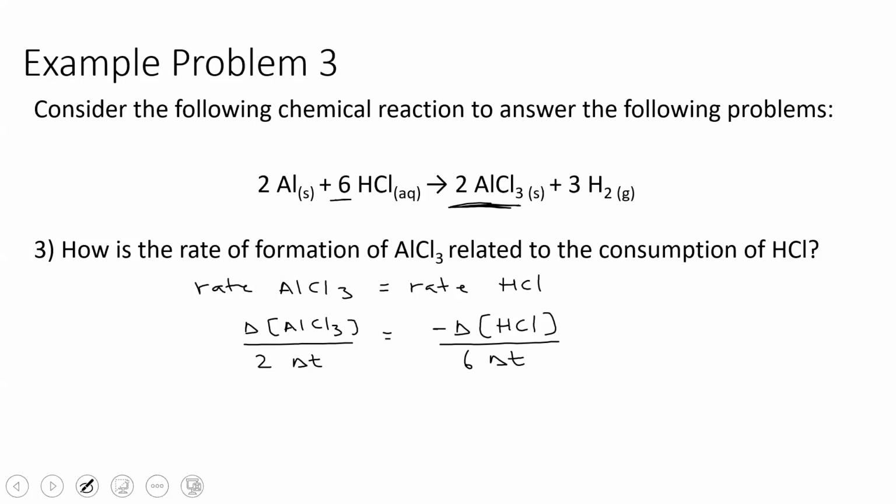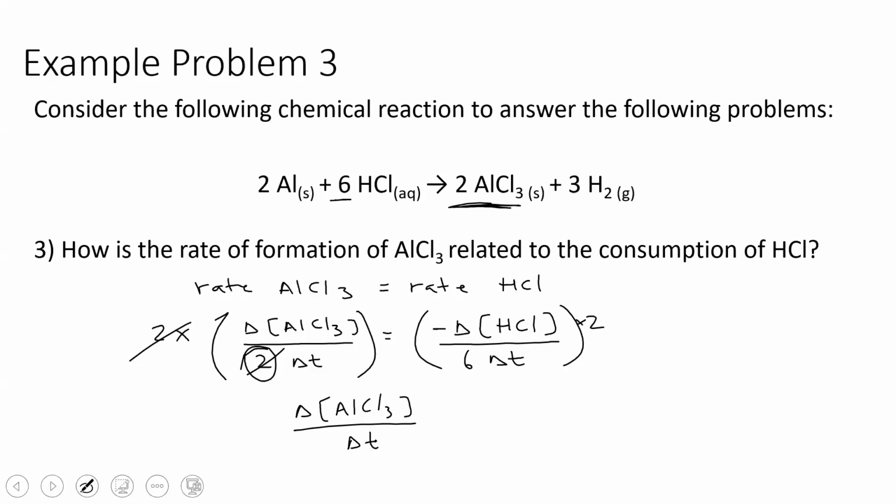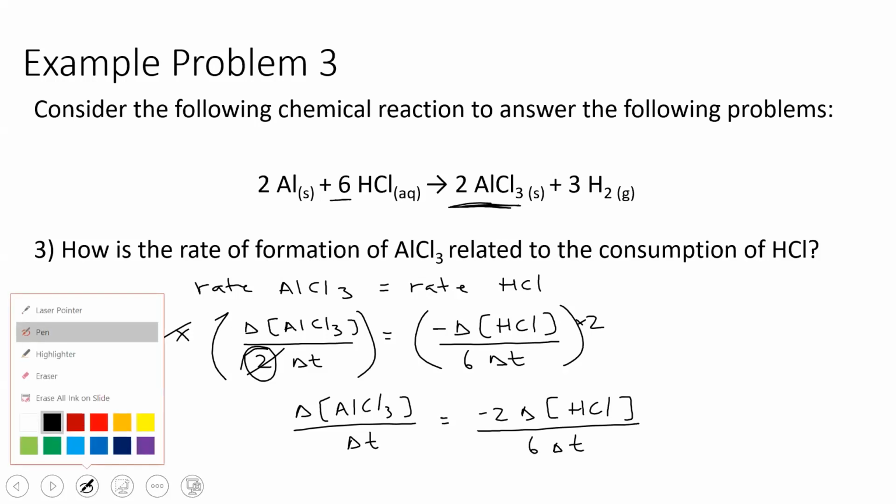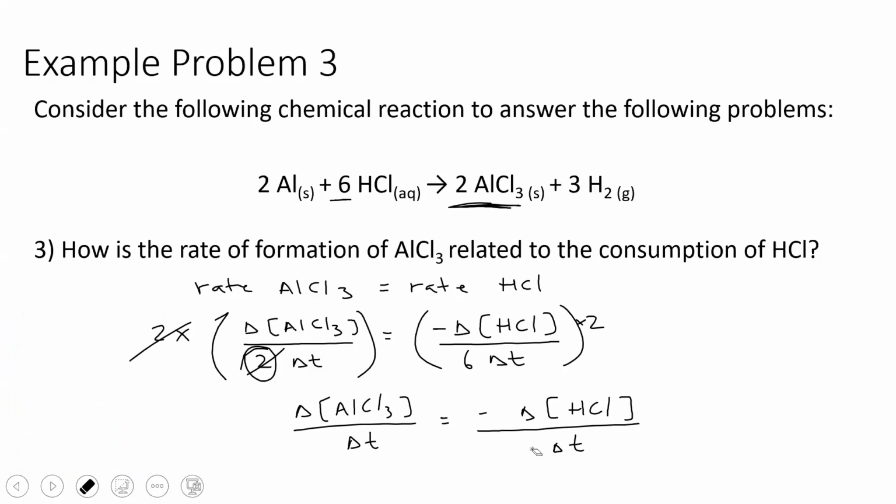However, typically what you'll find in an answer, if it's multiple choice, is that they take this coefficient here and they multiply it into both sides. So just for the sake of popular answer choice identification, we're going to multiply both sides by 2. This is now canceled. So you would get change in AlCl3 over change in time equal to -2 times the change in HCl over 6 change in time. And then again, we could always just change this to -1/3 just by simplifying the fraction. So -1/3.